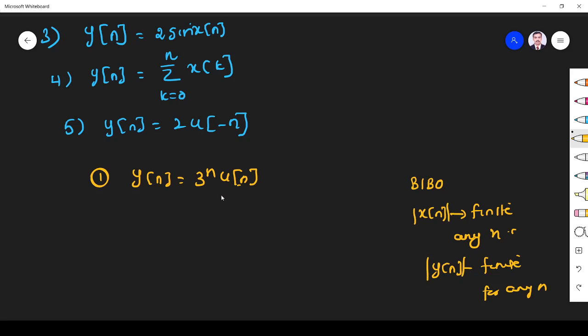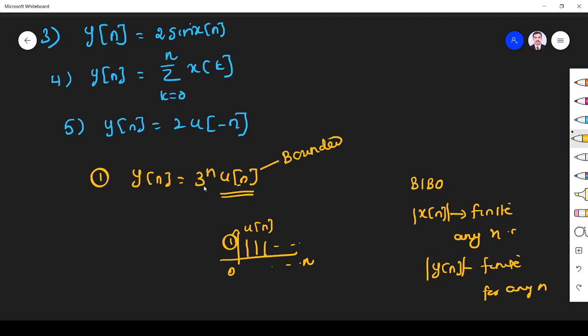So you see in this example, we know u of n is always bounded, because u of n ranges from n equal to 0 up to any n. The magnitude of u of n is always 1, so even at n tends to infinity the magnitude is 1. So this is always bounded, right?